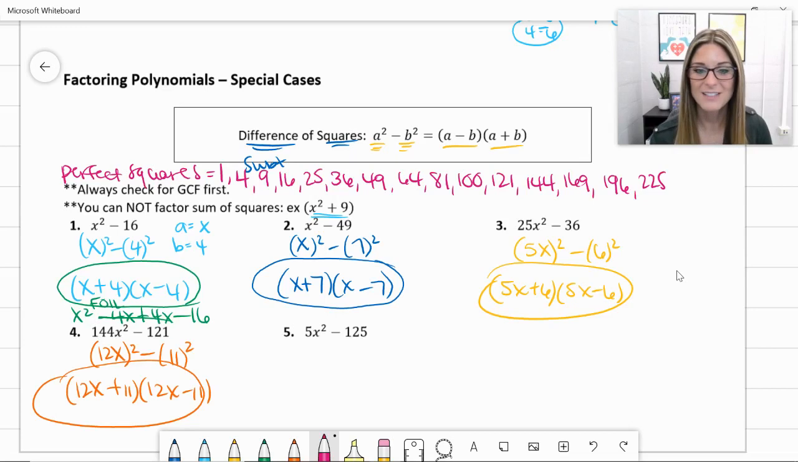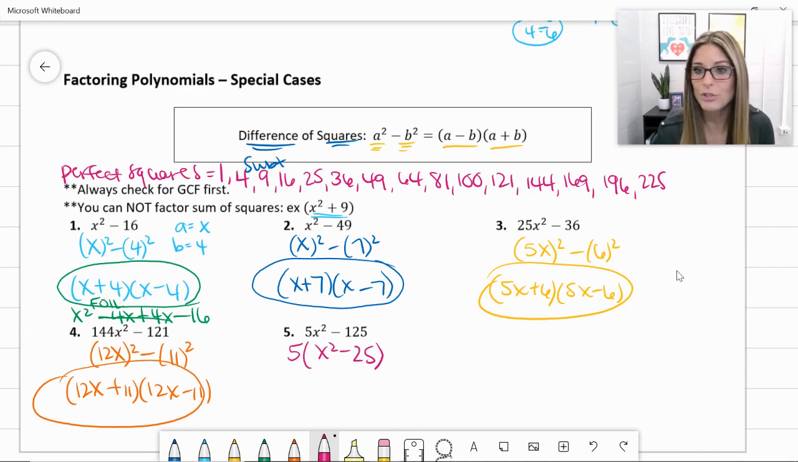Number 5, 5x squared minus 125. Wait, 5's not a perfect square. This is weird. Wait, what are we always supposed to look for? A GCF first. So what do they have in common? That 5. You could remove a 5 as your GCF, and 125 divided by 5 is going to give us 25. Now things are looking a lot better.